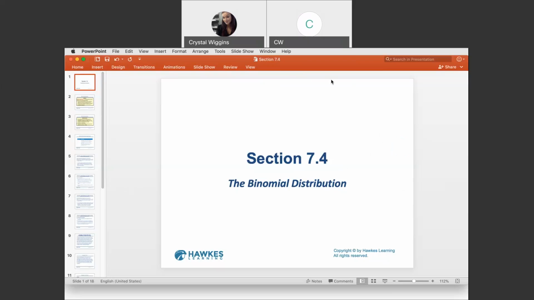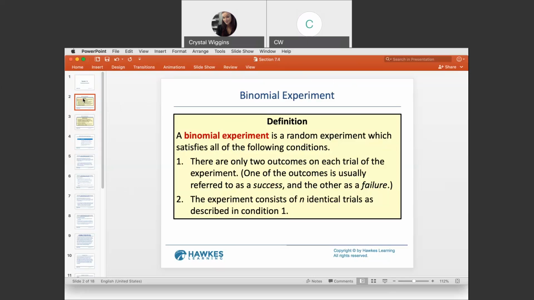Okay, let's discuss the binomial distribution. So the binomial distribution is a very specific kind of discrete probability distribution. And there is a checklist of things that we need to check for in order to identify a particular distribution as specifically binomial. So let's run through some of these things that we need to look for.